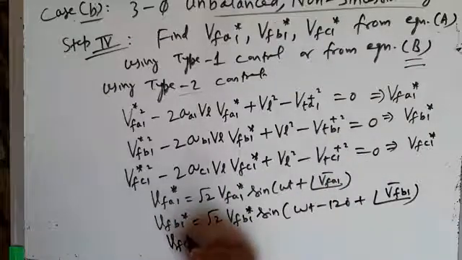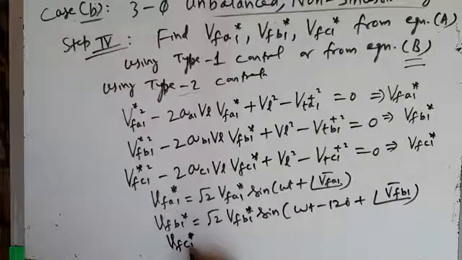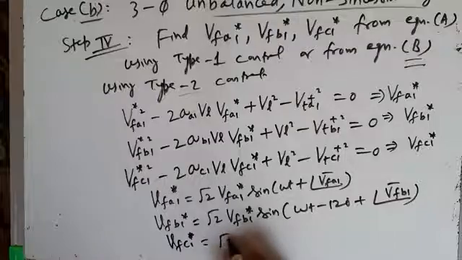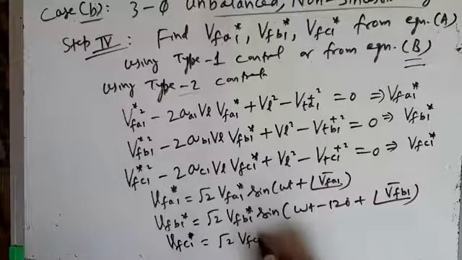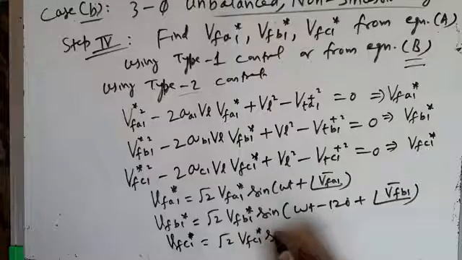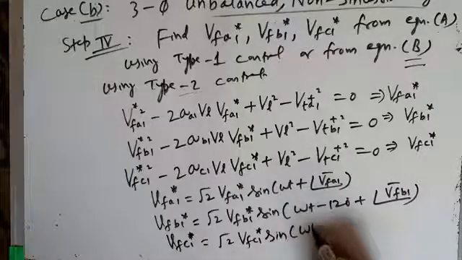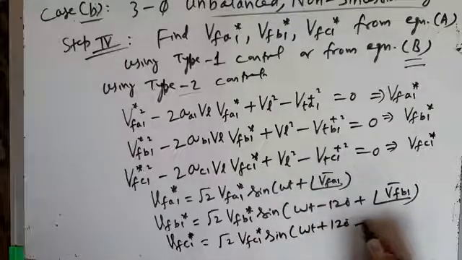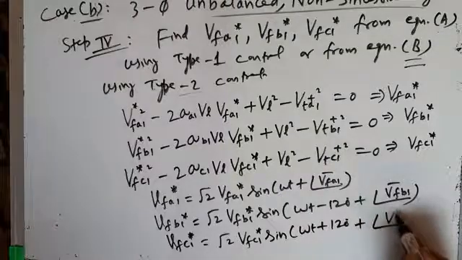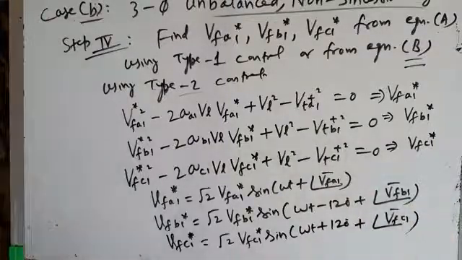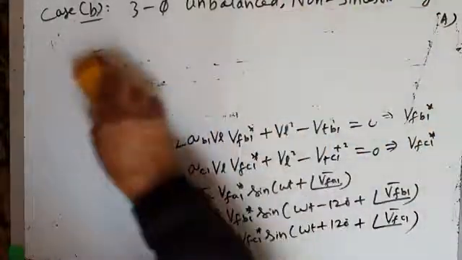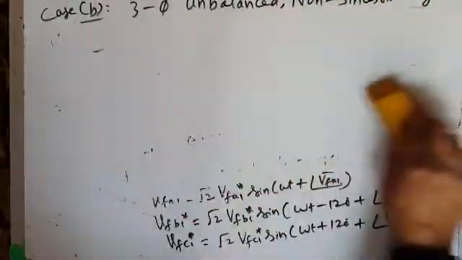And VFC1 star, the instantaneous value of compensation voltage of phase C, VFC1 star, is equal to root 2 VFC1 star. This is the RMS value of compensation voltage of phase C, sine of omega t plus 120 degrees plus phase angle VFC1. Okay, ये तो पता चल गया, but it will not take care of harmonics and unbalance.